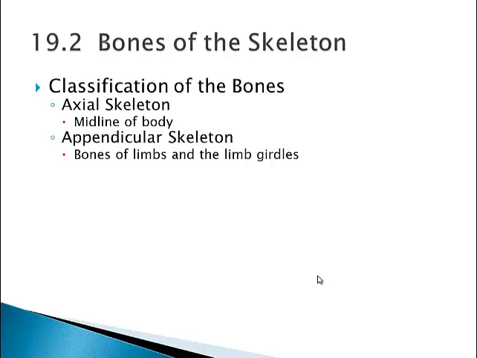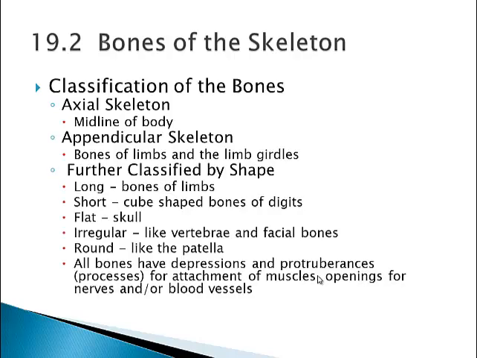These bones are going to be further classified according to their shape. Long bones are bones that are longer than they are wide. Short bones are cube-shaped bones. Flat bones are flat like a dinner plate. Irregular bones have no particular size. Round bones, like the kneecap or patella, are circular.